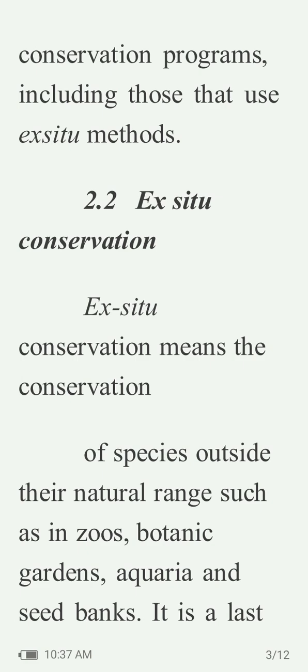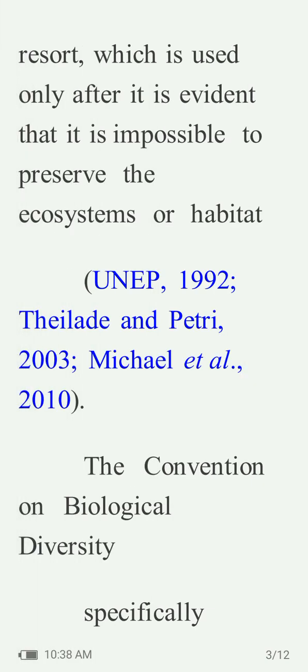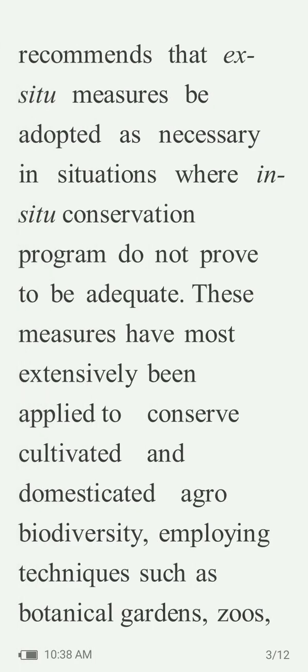Ex situ conservation. Ex situ conservation means the conservation of species outside their natural range, such as in zoos, botanic gardens, aquaria, and seed banks. It is a last resort which is used only after it is evident that it is impossible to preserve the ecosystem or habitat. The Convention on Biological Diversity specifically recommends that ex situ measures be adopted as necessary in situations where in situ conservation programs do not prove to be adequate.